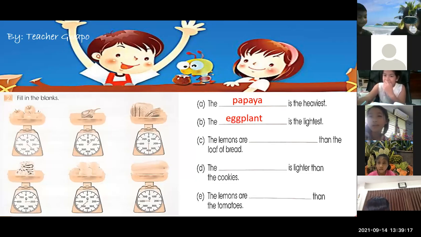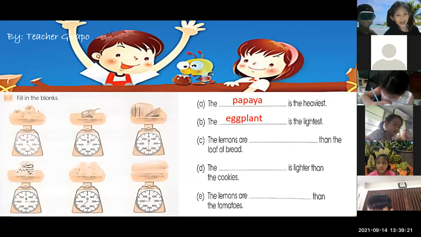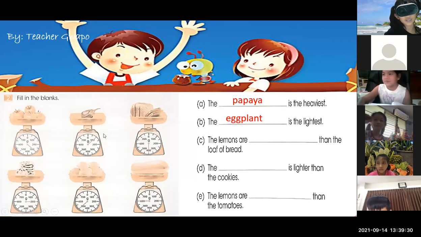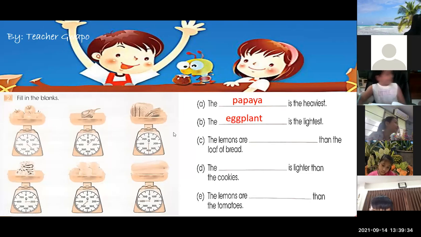What's your answer? Letter C. No, eggplant. What is it? It looks like an eggplant. Okay, let's say it's an eggplant. Let's say, for example, it's an eggplant, teacher. Okay, next.